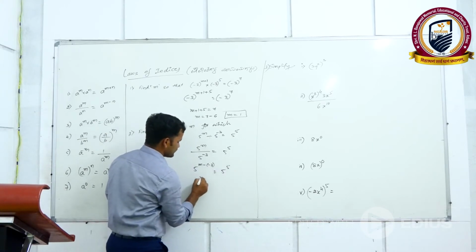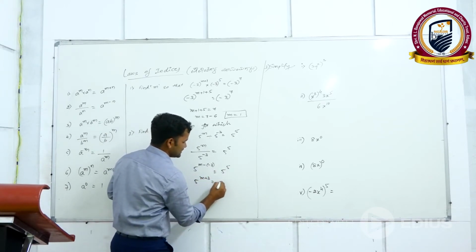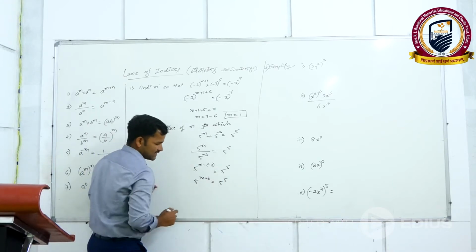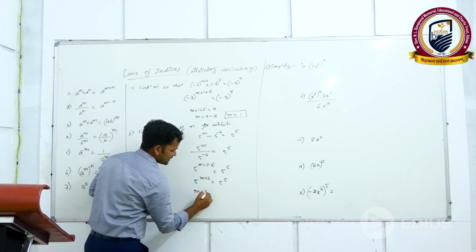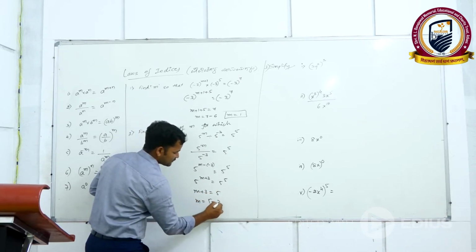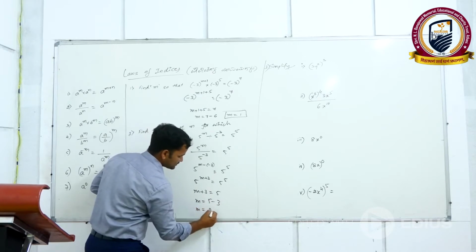This is 5 to the power of m plus 3. This is nothing but 5 raised to 5. Both sides you see again bases are same. m plus 3 is equal to 5, nothing but m is equal to 5 minus 3, m is equal to 2.